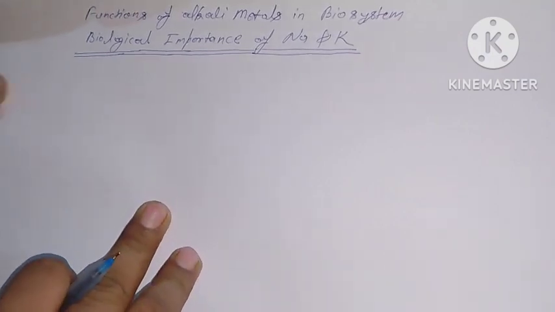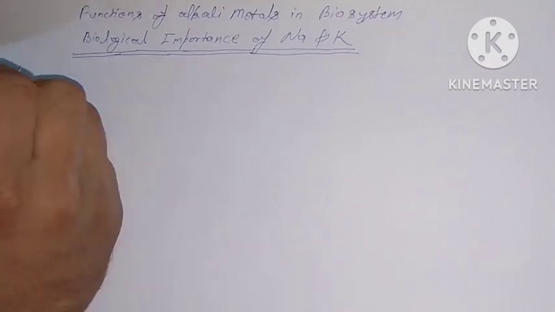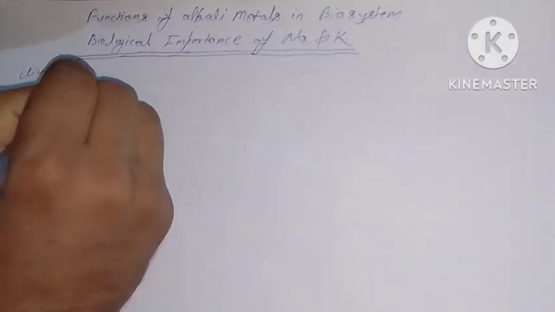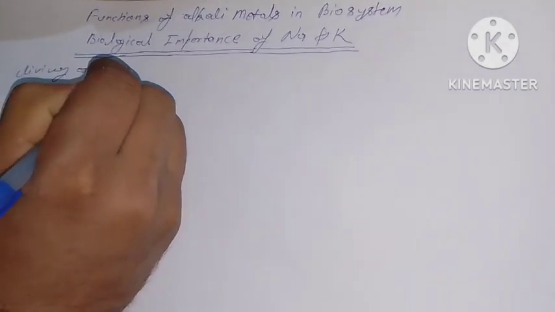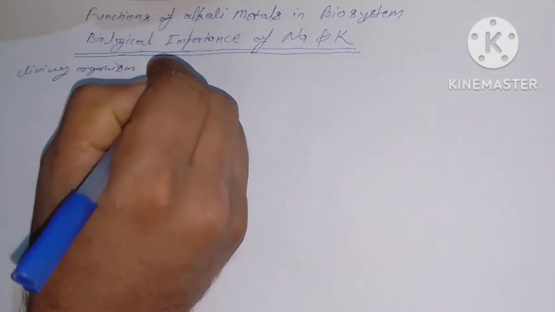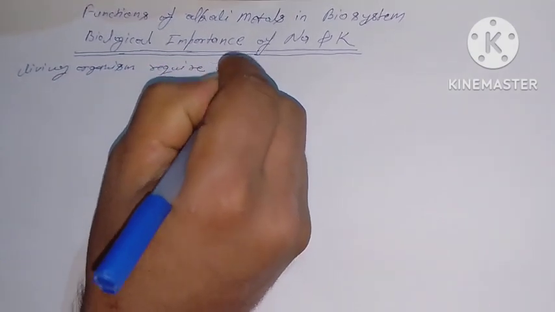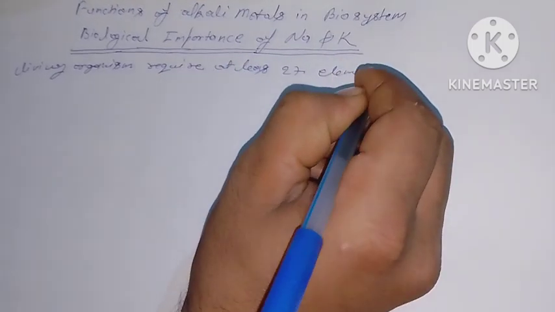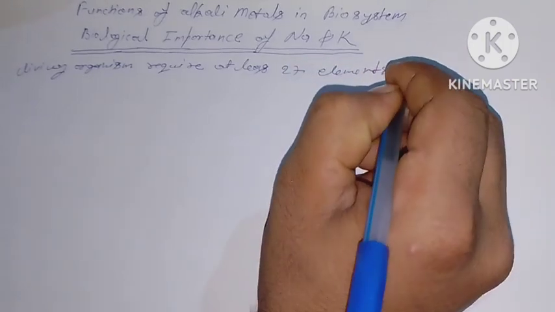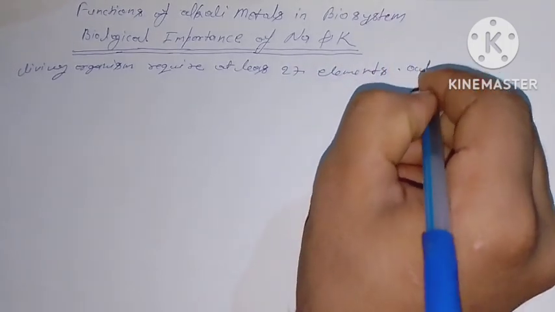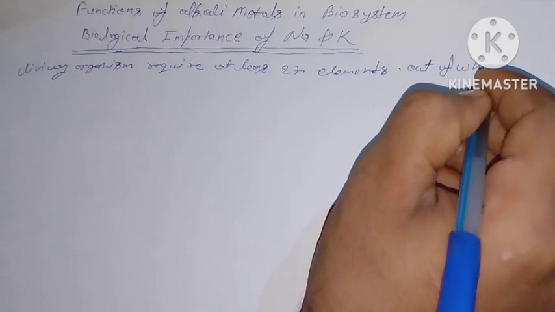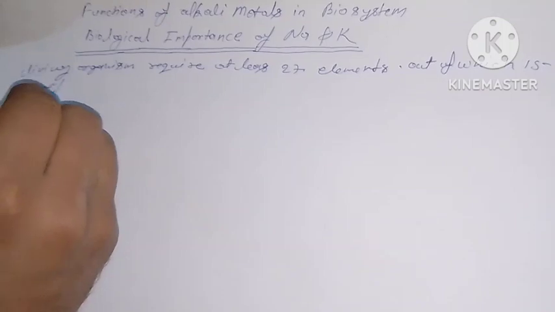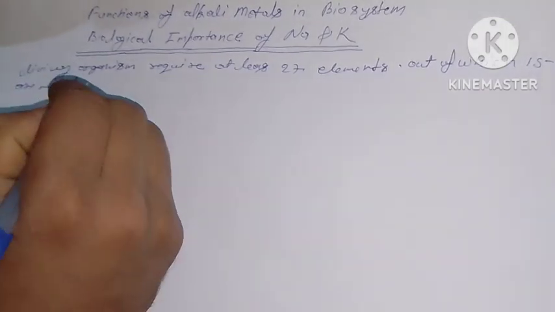You can say that living organisms require at least 27 elements, out of which 15 are metals.